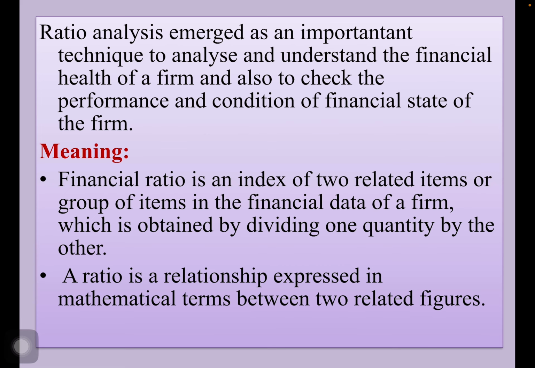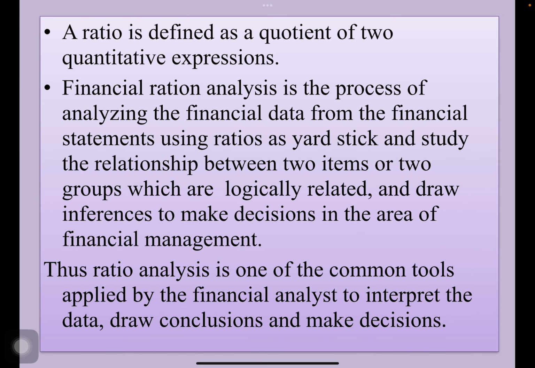Financial ratio is an index of two related items or two groups of items in the financial data of a firm, which is obtained by dividing one quantity by the other. It's a simple definition. A ratio is a relationship expressed in mathematical terms between two related figures. A ratio is defined as a quotient of two quantitative expressions. For an elaborate definition, we can opt for the next one.